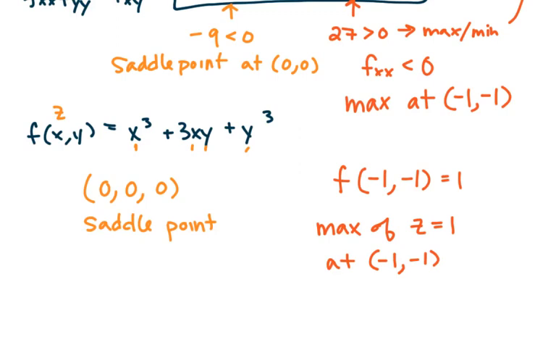So I hope that helps you guys understand finding these maximum and minimum saddle points, relative extrema for multivariate functions a little bit better. In the next video, we're going to talk about absolute extreme values.